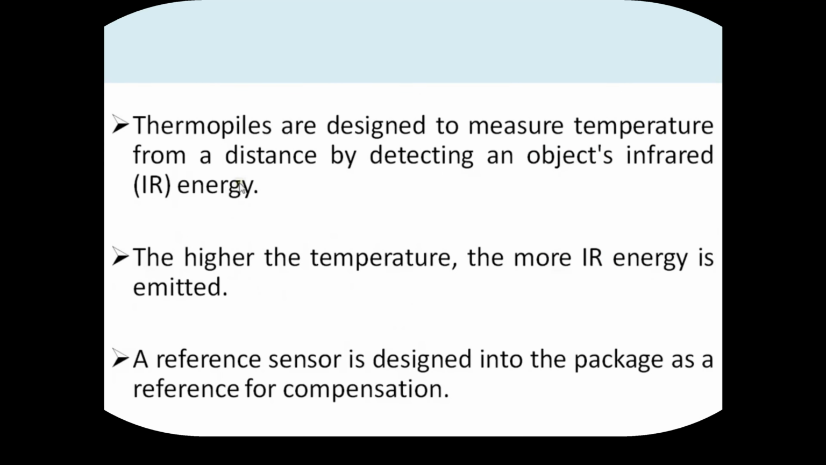The thermopiles are designed to measure temperature from a distance by detecting an object's infrared energy, because whenever any body is above absolute zero degrees Kelvin, it emits IR radiation that is proportional to the temperature of that hot object. The higher the temperature, the higher the IR energy emitted. The IR range of interest for temperature measuring applications is 4 micrometers to 20 micrometers. A reference sensor is designed into the package for compensation, as we have discussed for thermopiles.